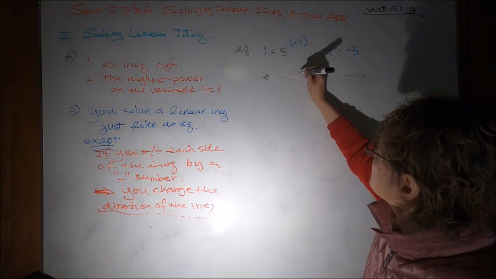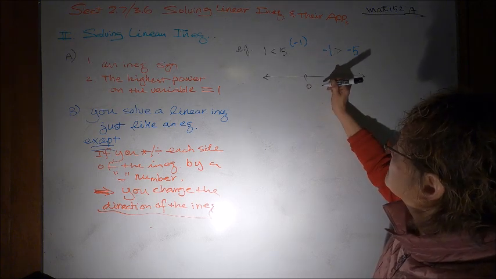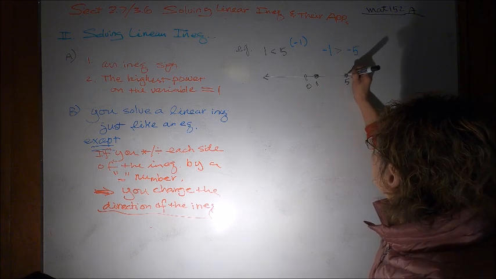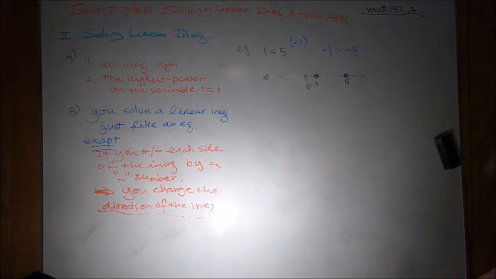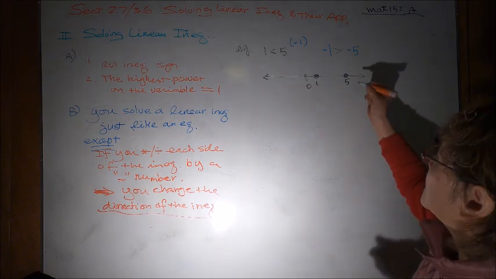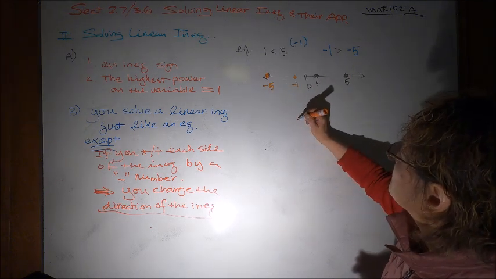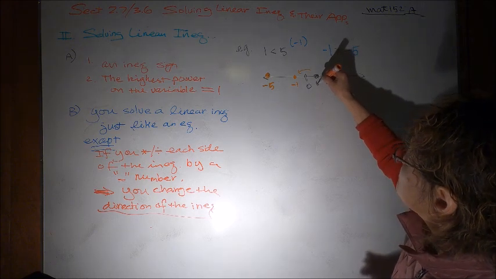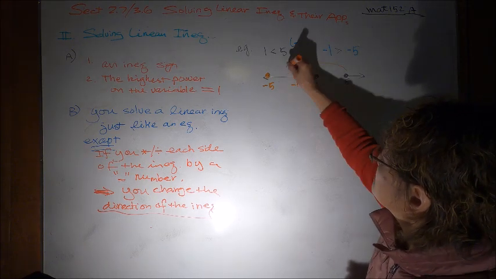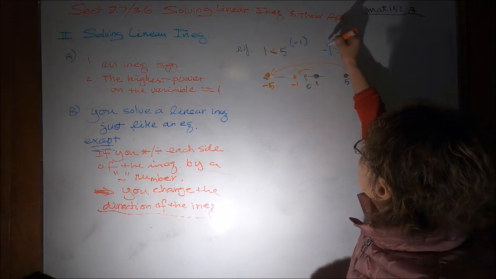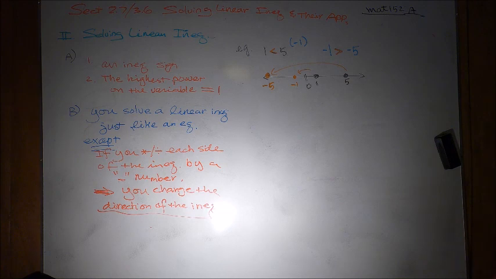Let's take a look. That's my 0, right? That's 1, that's 5. Say 1 and 5. When you multiply by a negative number, it will switch to the other side, right? So that would be -1. That would be what? -5. See? The smaller number is now closer, and the one further away becomes smaller. That's why if it's less than, you change it to greater than. Right?